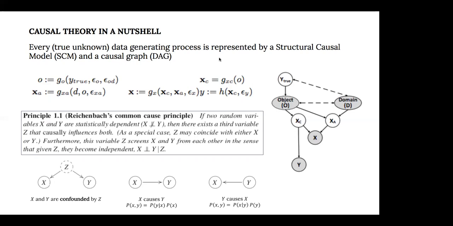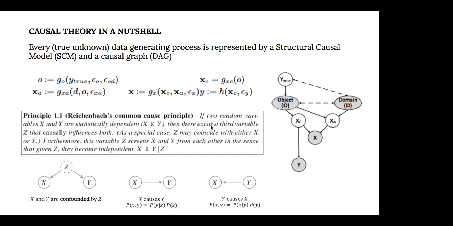So every data generating process can be represented by a structural causal model, which is a bunch of formulas over here, and the figure to the right is an example of a causal graph, right? Basically, these two have the same idea, in which it just presents the cause and effect relationships. For example, you see variable O here. It has only one parent variable, which is Y true. So its structural equation is represented by a function with Y true as a feature, and the other features are just noises. Epsilon here refers to noises, and the same principle applies to other variables.